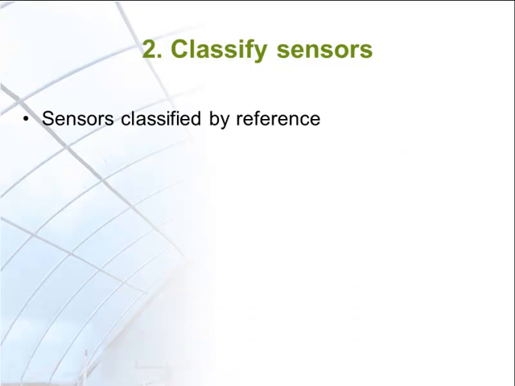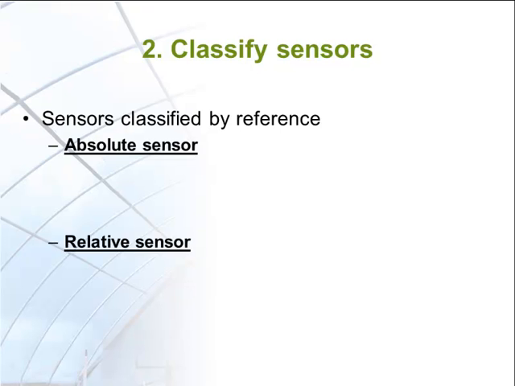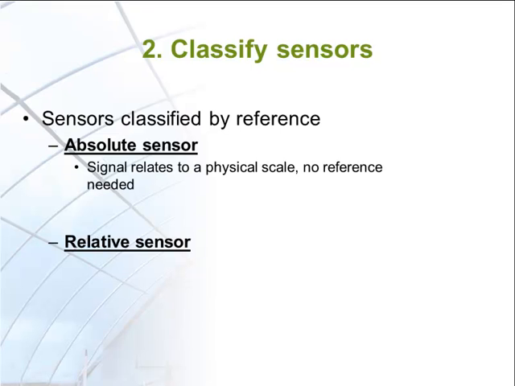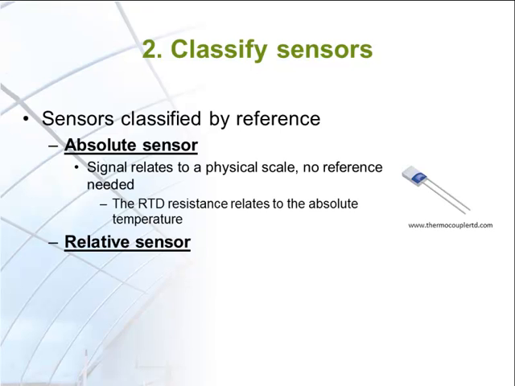Sensors can also be classified by reference. A sensor is either an absolute sensor or a relative sensor. An absolute sensor signal relates to a physical scale where no reference is needed. For example, RTD, or resistance temperature detector, is an absolute sensor. RTD's resistance relates to the absolute temperature.